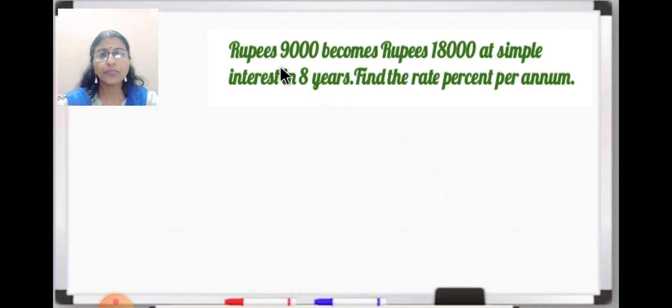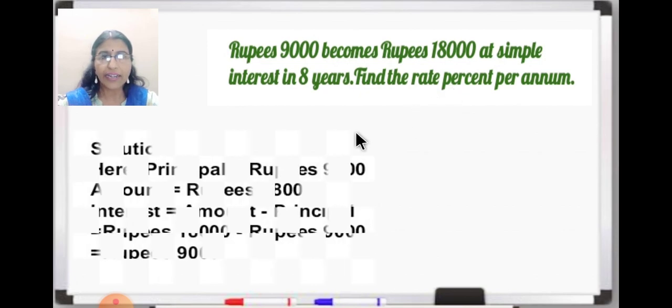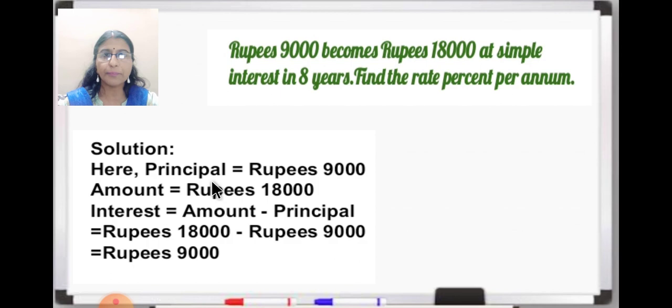Now next question, rupees 9,000 becomes rupees 18,000 at simple interest in 8 years. Find the rate percent per annum. So here what we have to find? We have to find R, rate percent. Now what is given? We will first write down. See, this is the way you will write. Here principal is rupees 9,000. You can see principal is given rupees 9,000.